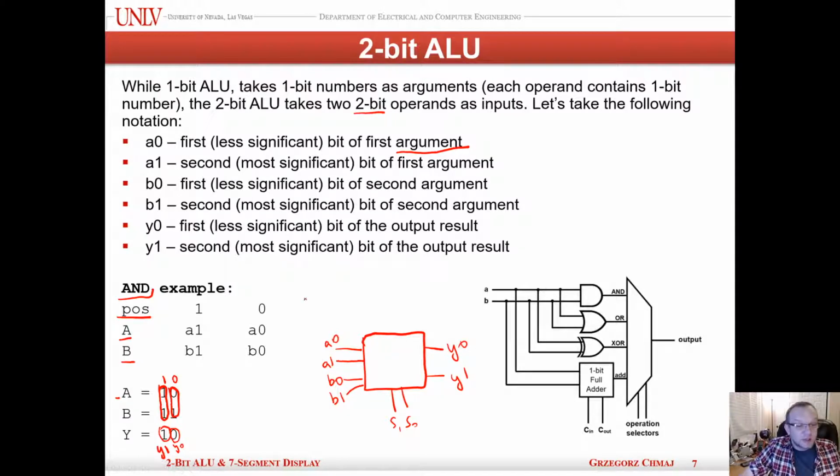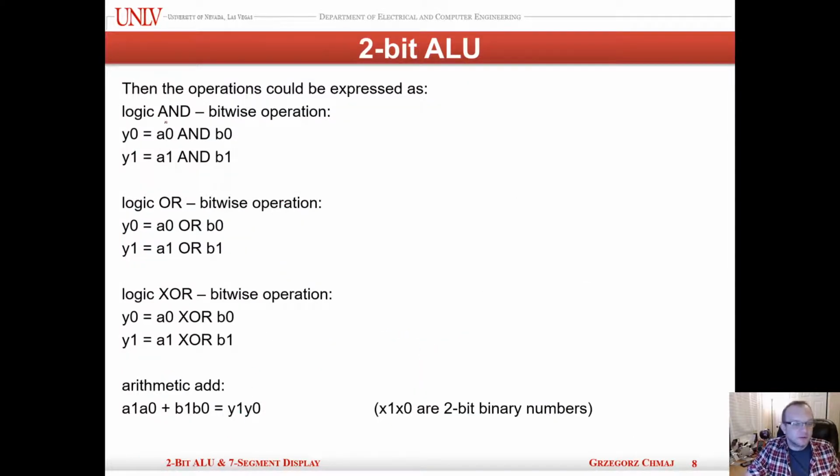This is a bitwise operation because we always perform the operation on the bits in the same position of the two arguments, like you could see here. So this means that for bitwise AND, my Y0 will be A0 AND B0, right? You can see that these bit positions are the same for the entire operation. So this is bitwise, because we operate on bits in the same position.